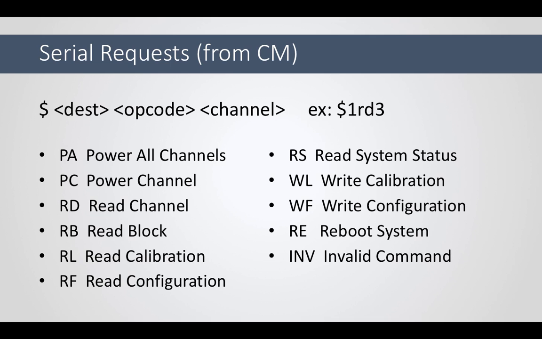A major component of software design was implementing the serial protocol between the camera module and sensor module. All exchanges start with a request packet from the camera module and are followed by a reply packet from the sensor module. Request packets currently feature a 5 ASCII character array. The first is a $ sign to indicate the beginning of a request. The next is a destination ID, indicating which module the packet is intended for. Next are 2 opcodes indicating the type of operation requested. And last is the SSM channel to operate on. For instance, 1RD3 means to read data from channel 3 of module 1.